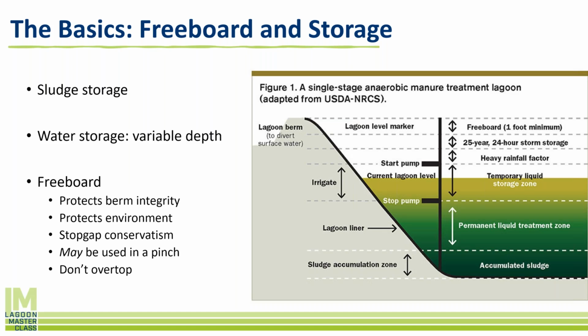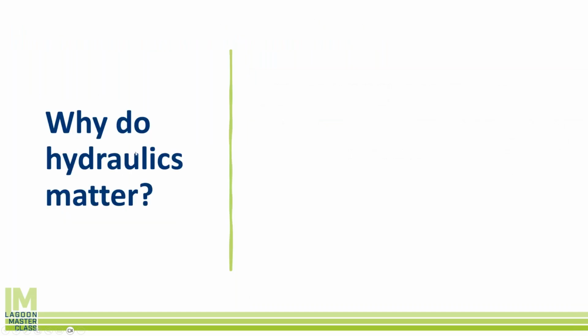So maybe an operator is taking a lagoon offline for maintenance. They might fill up a preceding lagoon an extra couple of feet to gain some additional treatment volume, provided the regulators are okay with that, and there's a plan for what will be done with the water should there be a 25-year storm, for example. That can be done, but this is a very important thing: no matter what, you cannot have a condition under which that water overflows over the berm.